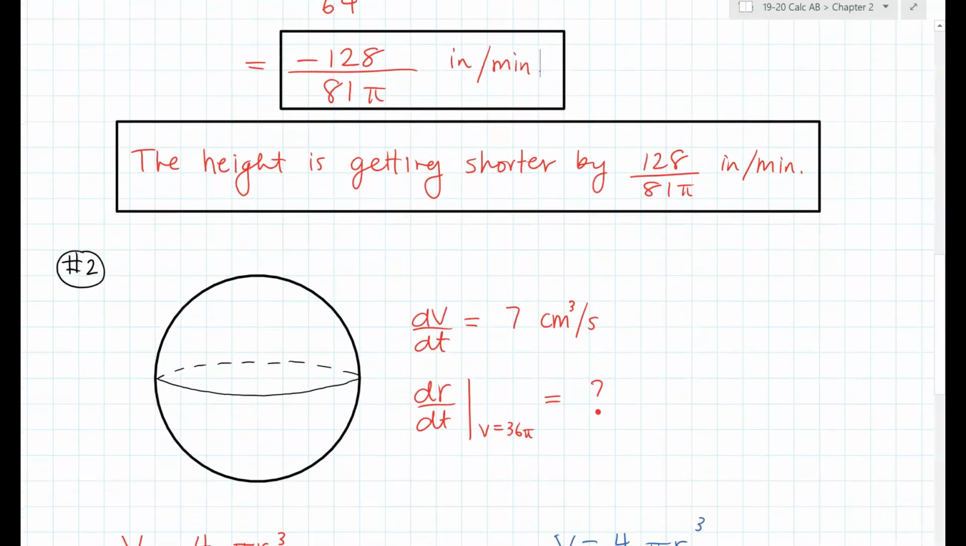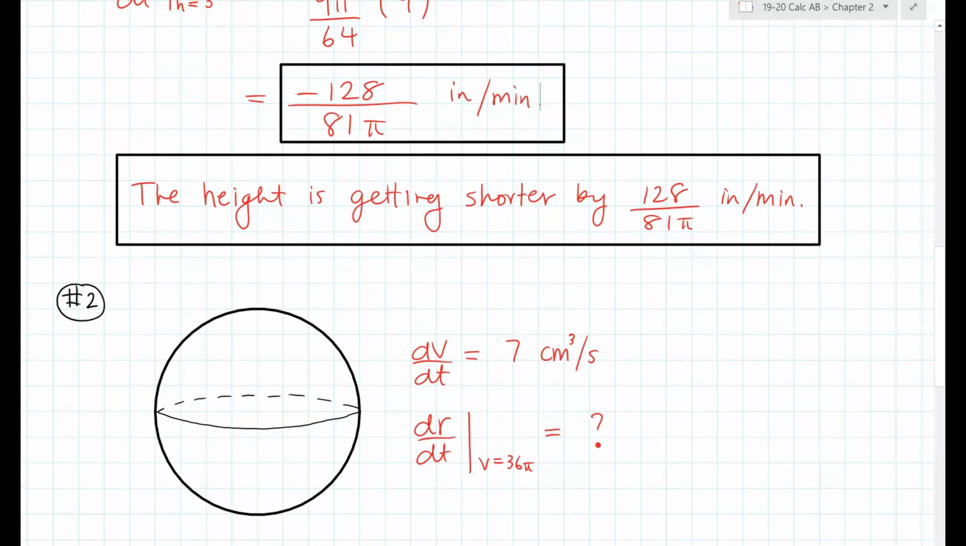Okay, second question. I think I finished this one up, so let me walk you through, and then we'll do the other ones together. The second question said, air is being pumped into a spherical balloon at a rate of 7 cubic centimeters per second. What is the rate of change of the radius at the instant the volume equals 36 pi? They give us the volume of the sphere as V equals 4/3 pi r cubed.